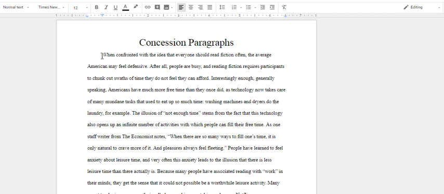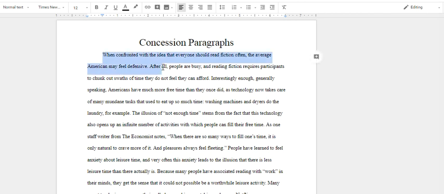When confronted with the idea that everyone should read fiction often, the average American may feel defensive. After all, people are busy, and reading fiction requires participants to chunk out swaths of time they do not feel they can afford. So I kind of have two different topics here.